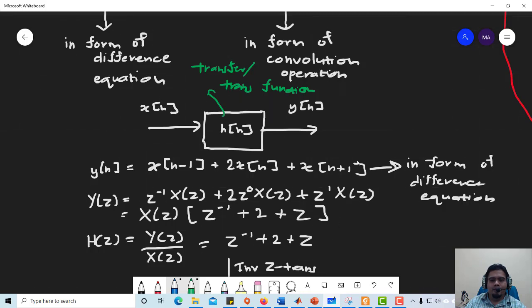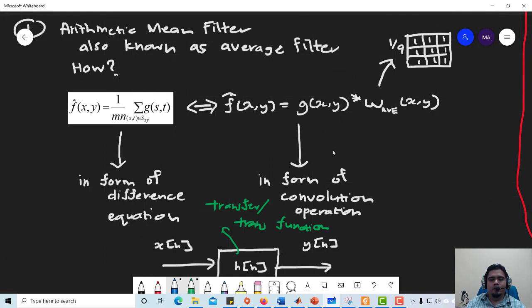Don't worry about this example, because in image processing we will not ask you to convert this one into this one. I just give you some idea. Actually, both the arithmetic mean filter and the average filter are similar things. The issue is why, for the average filter, you learn this equation, and for the arithmetic mean filter, you learn this equation. Actually, they are the same thing, only represented by different expressions of the same operation. One is represented in the form of a difference equation, another one in the form of a convolution operation.